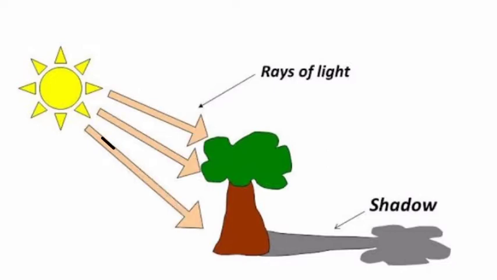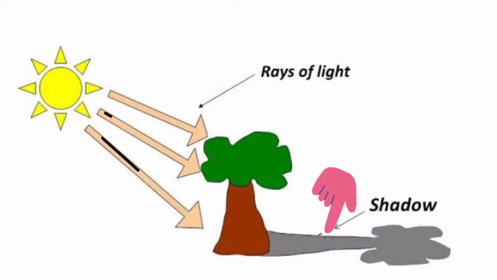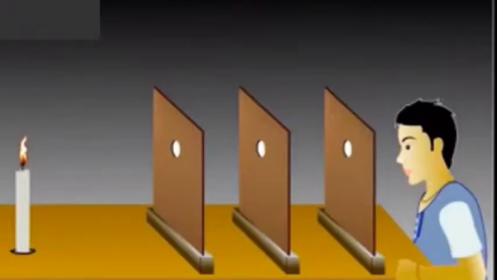The rays are stopped from going to the other side of the opaque object, and the space behind the body does not receive any light from the source. The space behind the opaque object where the light cannot reach is called a shadow. Shadows are formed because light travels in a straight line.